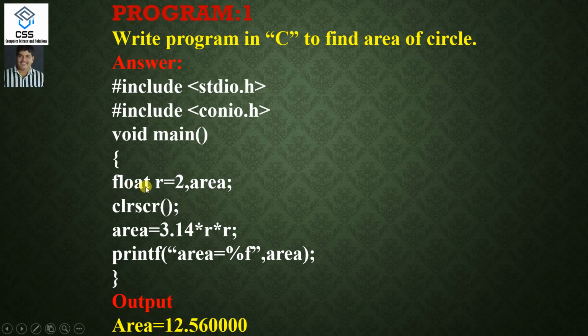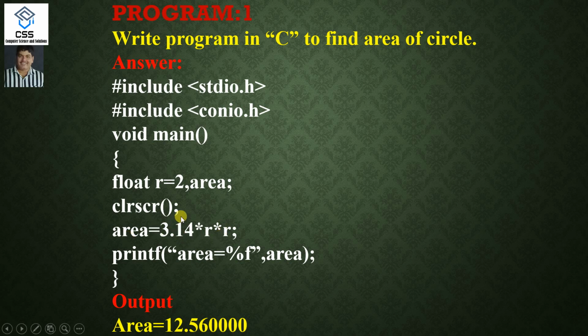Why have I taken float? Float is the data type. We can also take double for storing the point value. R is the variable, equal to is the operator, 2 is the value, and 2 is assigned to the leftmost variable, that is r. Why is area taken? Area is also a variable. Then how will the area be calculated? Area equal to 3.14 into r into r, that is pi r square. 3.14 is the pi, and star is the symbol for into. Whatever result is calculated will be stored in the area variable.